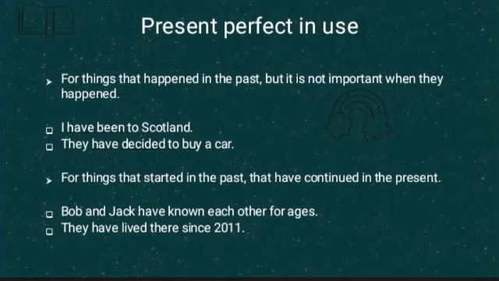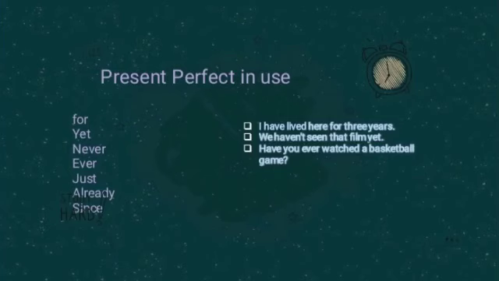We also use the present perfect tense when the following words are in a sentence: for, yet, never, ever, just, already, since. Here are some examples. I have lived here for 3 years. We have not seen that film yet. Have you ever watched a basketball game?